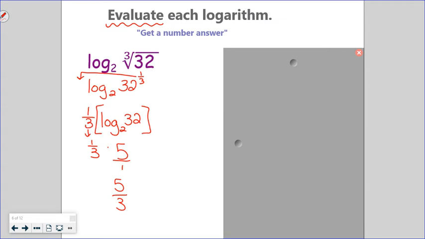Not a requirement, but a lot easier to evaluate these if you utilize those properties. Rewrite it, slide it out front, get those radicals out of there. It'll make the problem a lot easier to think about.